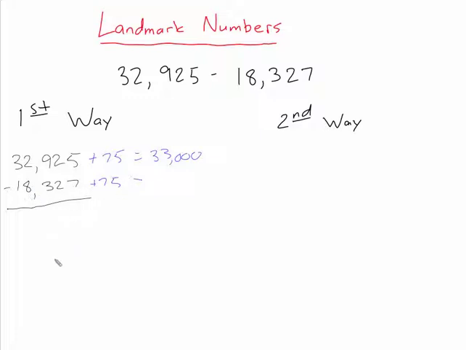Now the bottom number is a little bit trickier, so you can either do it mentally or you can just come down here and do the 27 and 75, which gives you 105 that you would add to this number, which is going to give you a total of 18,402.